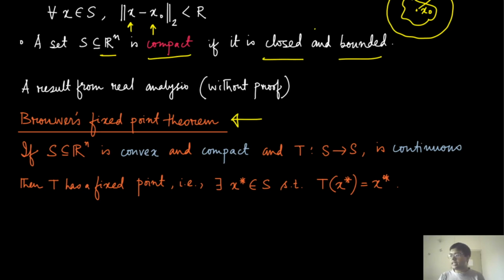So this theorem says that if you take a set which is a subset of R^n, and that is convex and compact, and if you consider a function T which is mapping this set into itself, so it is taking this set S and mapping it to itself, the condition is that this function that you are picking is a continuous function. So if these conditions hold, then Brouwer's fixed point theorem says that the function T, this continuous function, has a fixed point in S itself.